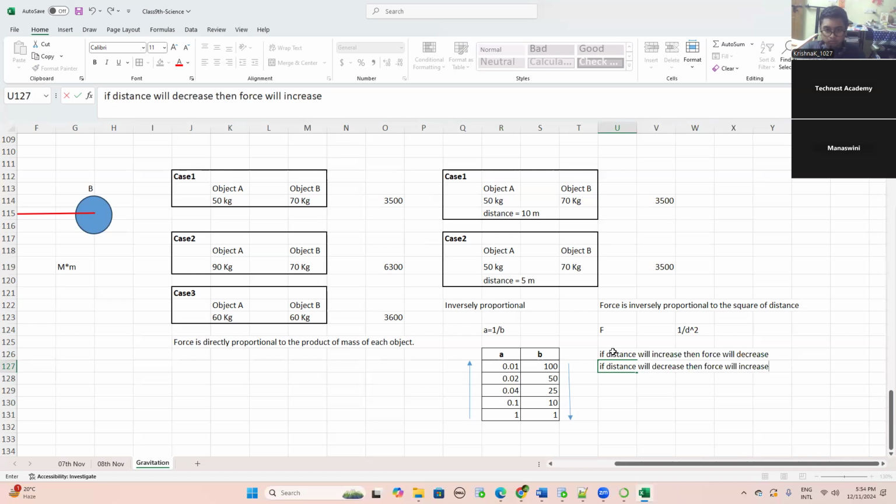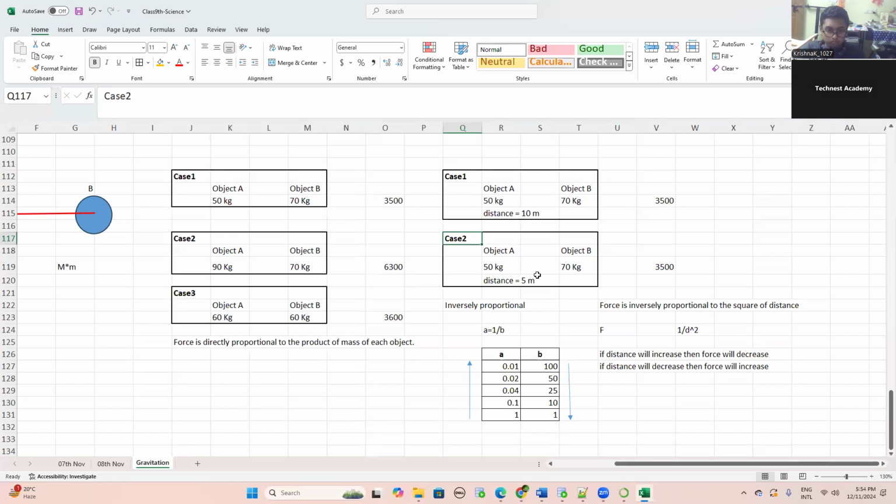So now tell me, in case one and case two, in which case is the distance less? In case two, distance is less.